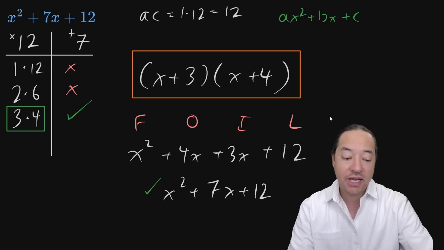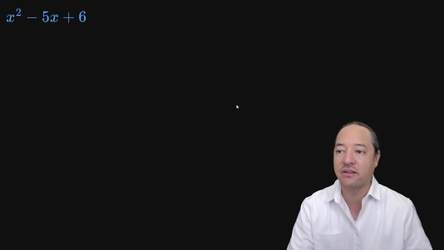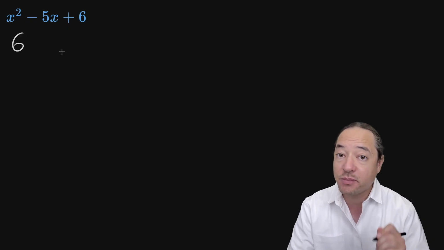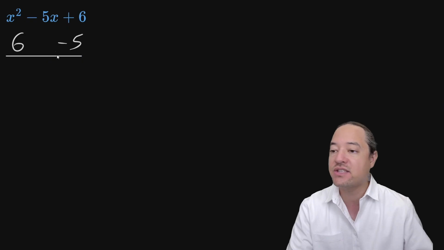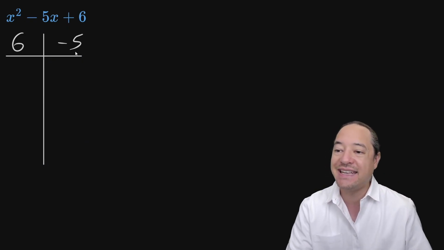Okay, so let's try the next problem. We're going to use the same method here, okay? So let's just go through it a little bit faster. Essentially, we're looking for the 2 numbers that multiply to give us 6 and add up to give us a negative 5. Okay, now this is a negative number here. So let's think about how we can get a negative 5 here.